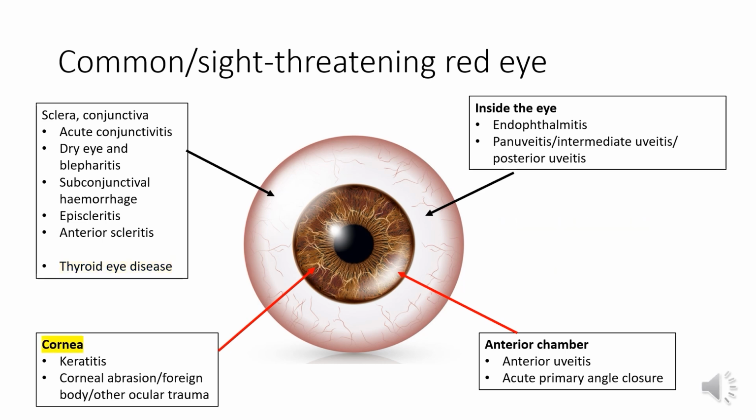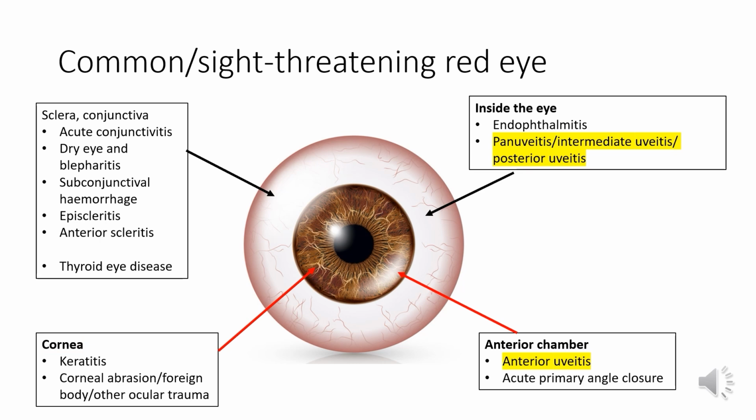Corneal involvement can obviously lead to visual loss, especially the central part of the cornea. From the history, you may be able to see whether red eye is related to contact lens wearing, trauma, or any foreign body. Photophobia, pain, and blurred vision may suggest corneal involvement.